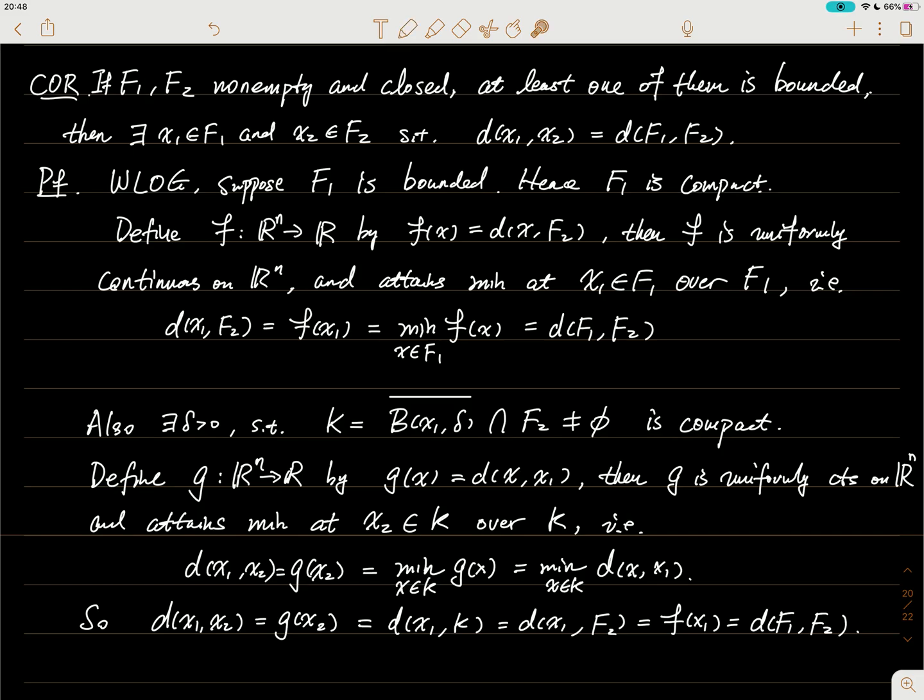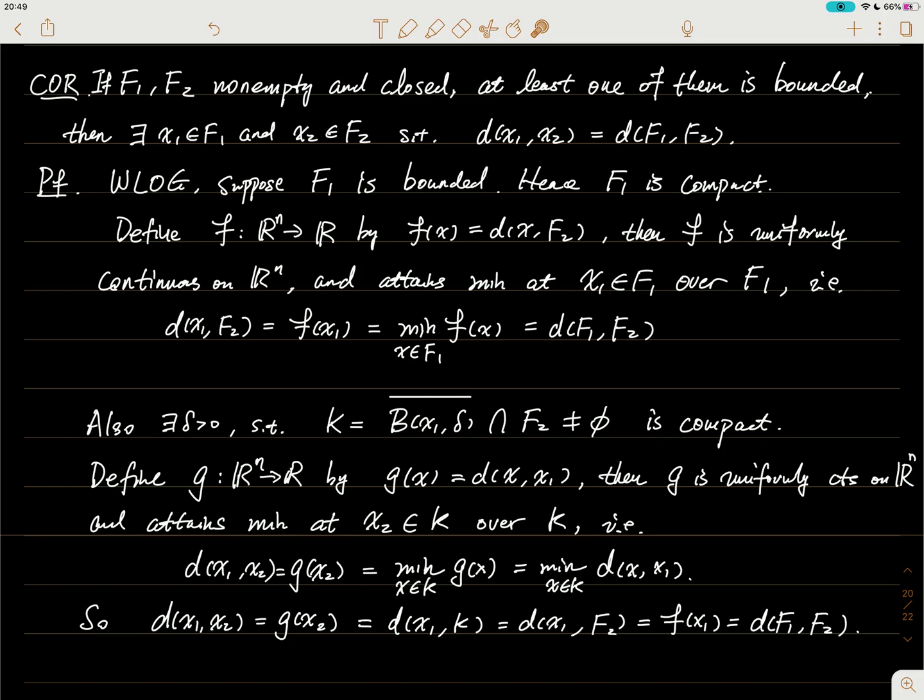Now I define a function f on Rn such that f of x is the distance between any point x and F2. F1 is the bounded one, F2 could be the unbounded one. I'm defining f of x as the distance between x and F2, same as the previous one. Remember that the conclusion from the theorem is that f is uniformly continuous. We actually just need the continuity, though it's uniformly continuous and also Lipschitz continuous, but we only need the continuity of f.